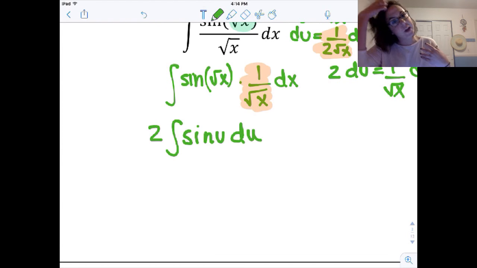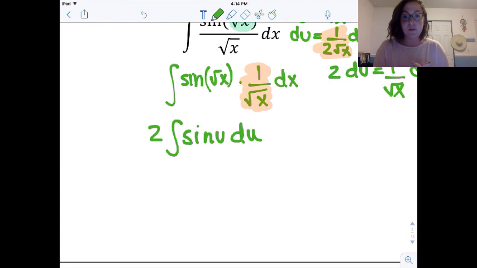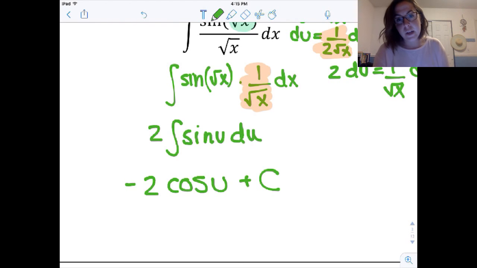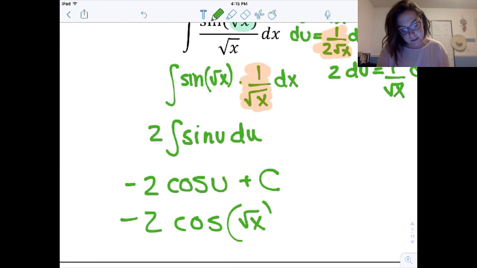What is the integral of sine? So what has an integral of sine? The integral of sine is the derivative of, well, it's not cosine. Derivative of cos is negative sine. So it would be the derivative of negative cosine. So the integral of sine is negative cosine. So this is what my integral looks like in terms of u. So what I really need to do now is plug my u back in. So negative 2 cosine of square root x plus c.